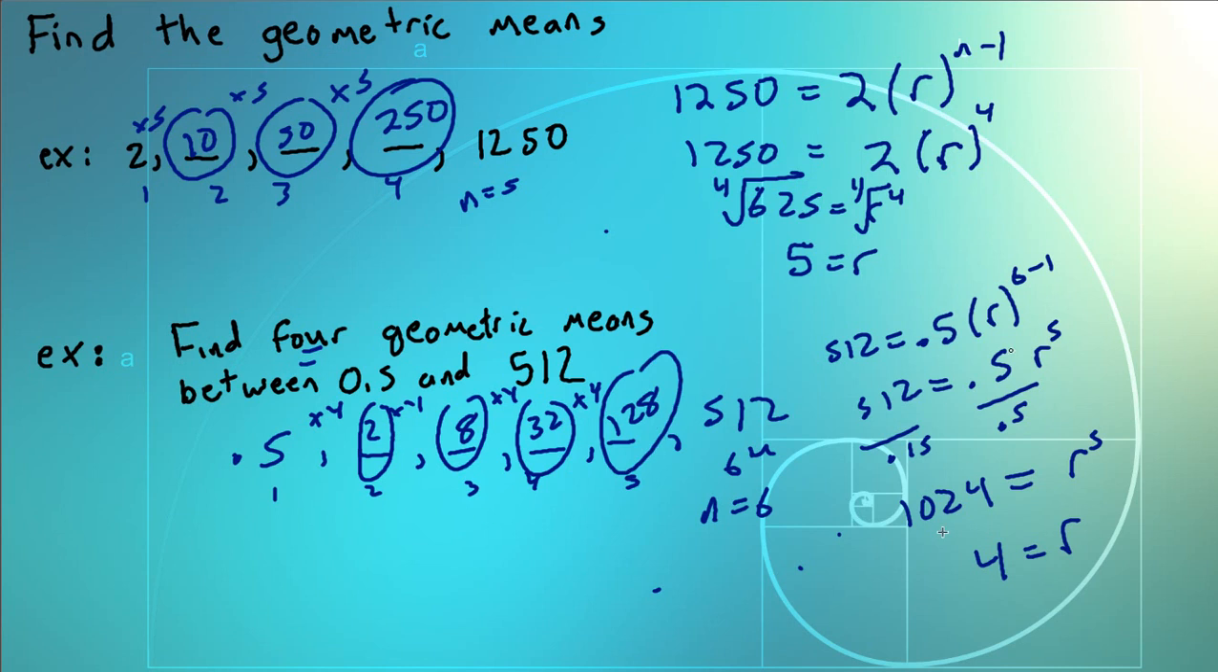Okay, so when you do this rooting, so I did the fifth root right here, you are not guaranteed to get a nice whole number. So you could get a decimal fraction, something like that, round appropriately, and then use that ratio.